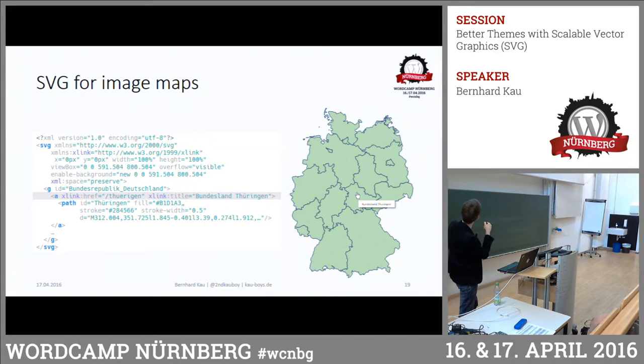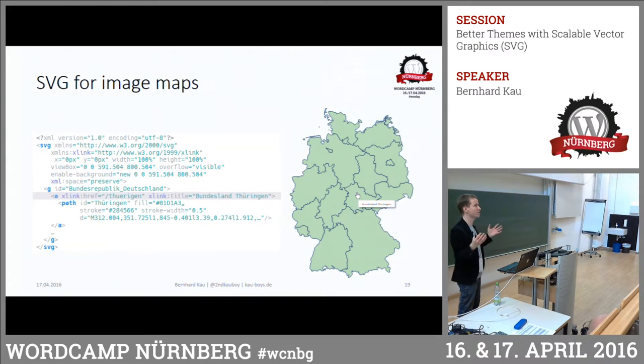Then you just surround it with an A tag, as you all know. But you can't just use href and title. You have to use xlink:href and xlink:title. But that's all you have to do. And then you have something like this. When you hover Thüringen, you see the title. And when you click it, you go, in this case, to the subpage Thüringen. It's as easy as that.